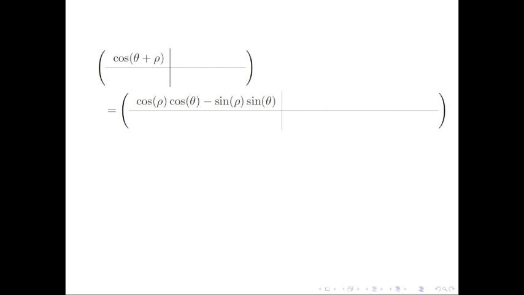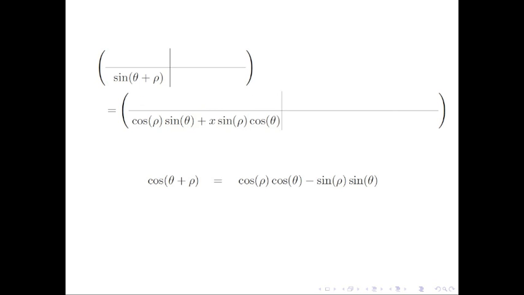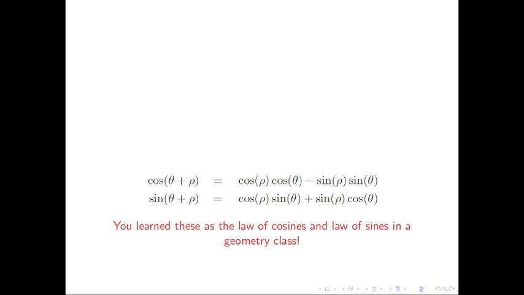If you focus on the top left element in both matrices, you find how the cosine of theta plus rho relates to the cosine and sine of theta and the cosine and sine of rho. Similarly, if you focus on the bottom left element of both matrices, you find how the sine of theta plus rho relates to the cosine and sine of theta and the cosine and sine of rho. What we have just justified through matrix-matrix multiplication are the law of cosines and the law of sines, which you had learned in geometry class.